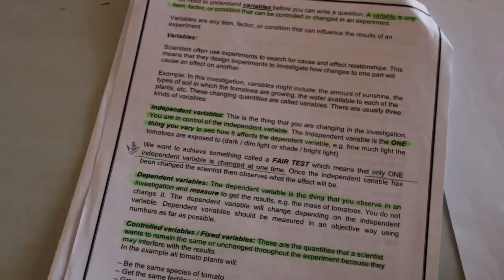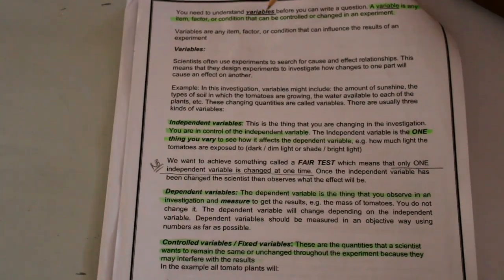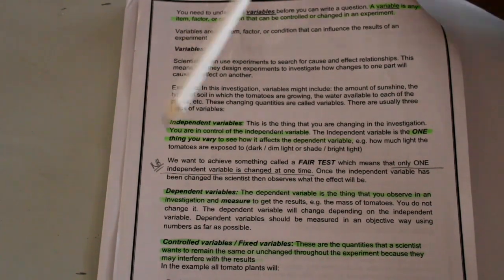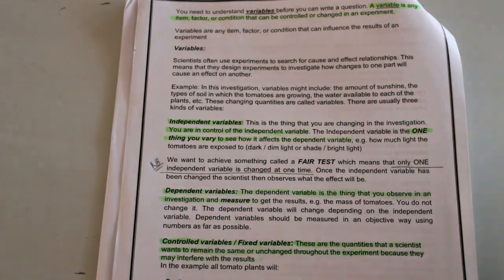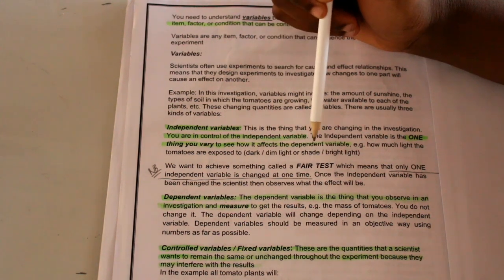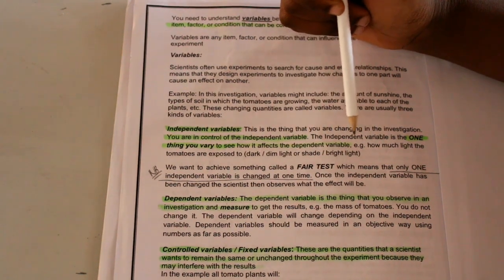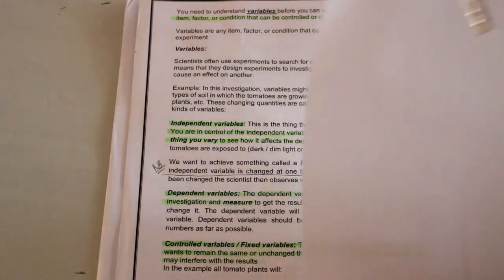So you need to know what a variable is. A variable is any item, factor or condition that can be controlled or changed in an experiment. So we have two of these. We have the independent variable and we have the dependent variable. The independent variable is basically in the name. You are in control of the independent variable. The independent variable is the one thing you may vary and see how it affects the other, dependent variable.